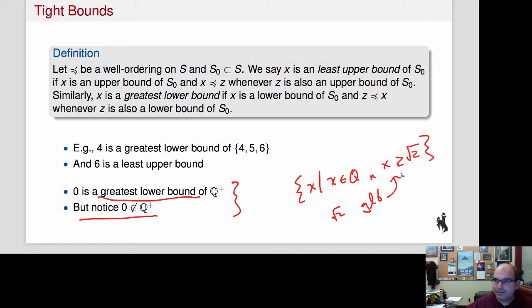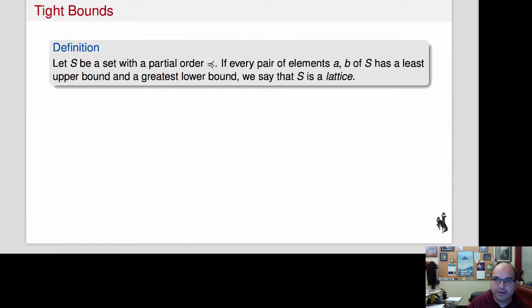Because all the elements in there are greater than or equal to it. And anything bigger than square root of 2 will not be a lower bound anymore. Anything smaller than it? Well, then square root of 2 is a lower bound, so by definition, anything smaller than it can't be a greatest lower bound.